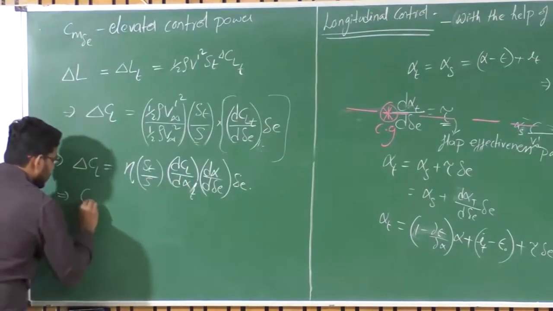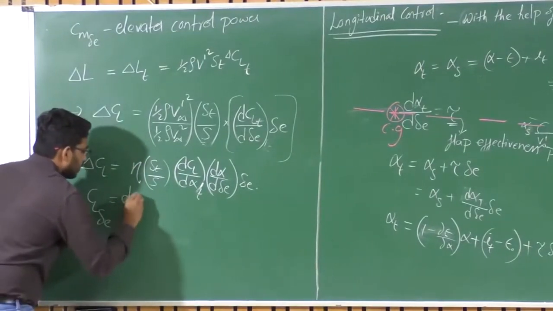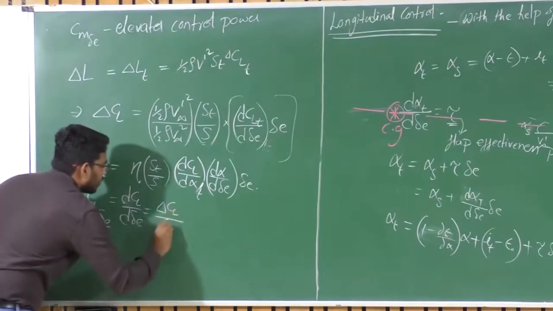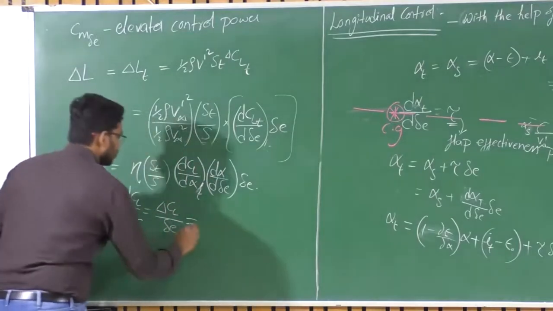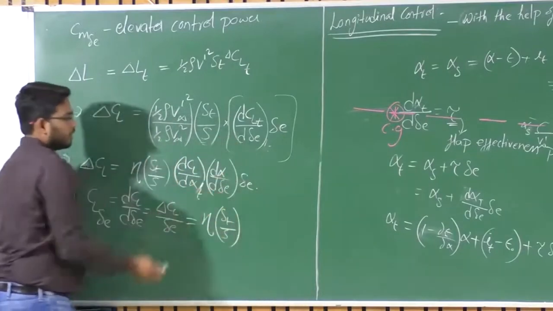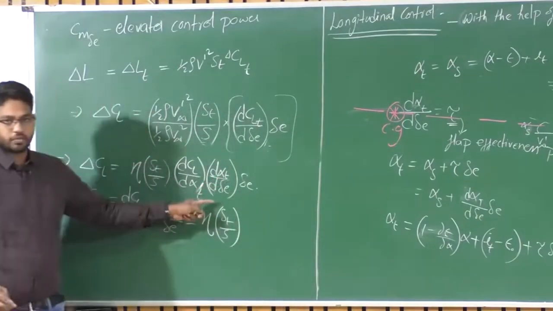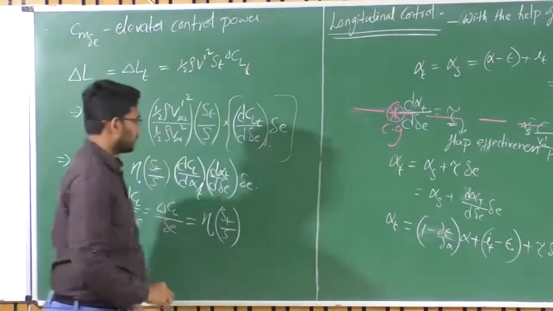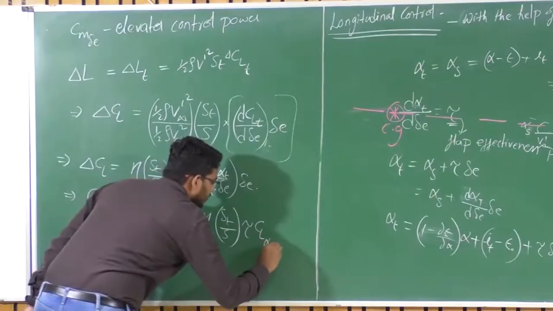So now CL delta E of the total aircraft equals dCL upon d delta E, which is delta CL upon delta E. That equals eta ST upon S times d alpha of the tail upon d delta E, which is nothing but the tail effectiveness parameter tau, which we have discussed earlier. So, tau times CL alpha of the tail.